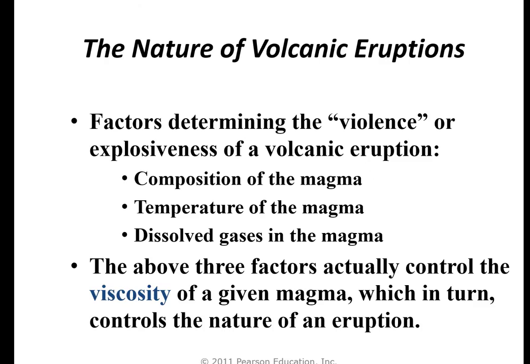There are different factors that determine the violence or explosiveness of a volcanic eruption, and these can include the composition of the magma, the temperature of the magma, and the dissolved gases in the magma. Remember that magma is below the surface. The above three factors actually control the viscosity, which means kind of like a thickness. You may have heard this with motor oil. It has certain viscosities to it. And that kind of helps control the nature of the eruption as well.